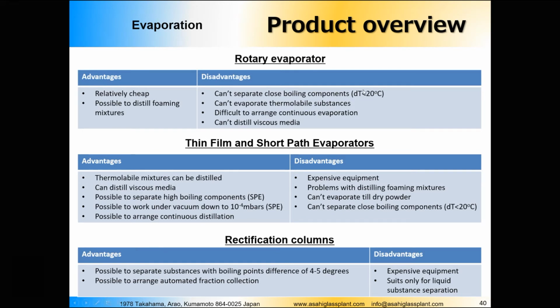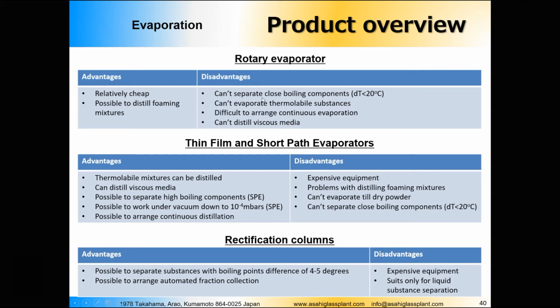A lot of words on this slide, but these are important points, and the advantages and disadvantages of each method matter, because you will be able to choose a proper method by knowing the advantages and disadvantages of the method. So when we're doing rotary evaporation, what are the advantages? Well, a rotary evaporator is a relatively cheap unit, and it is possible to distill foaming mixtures.